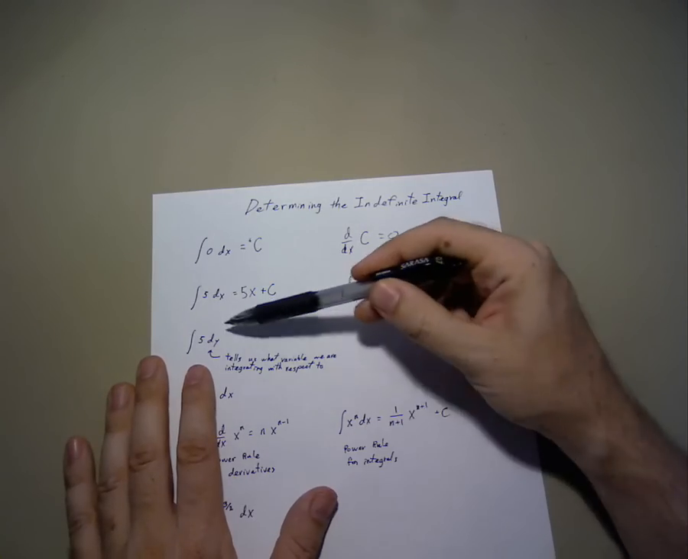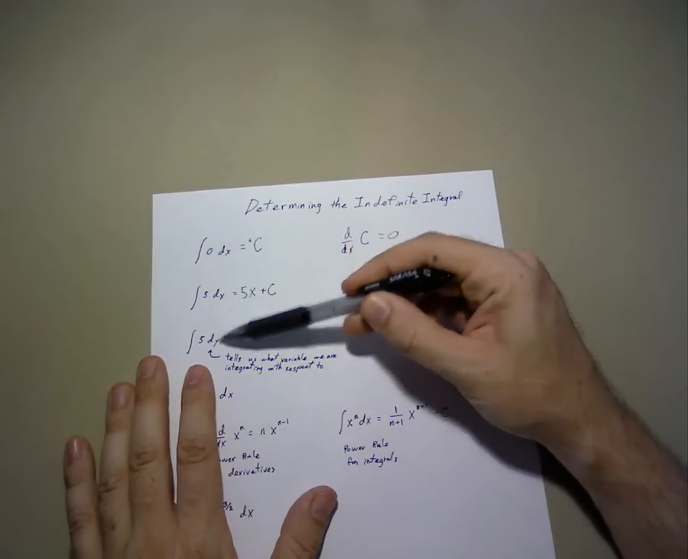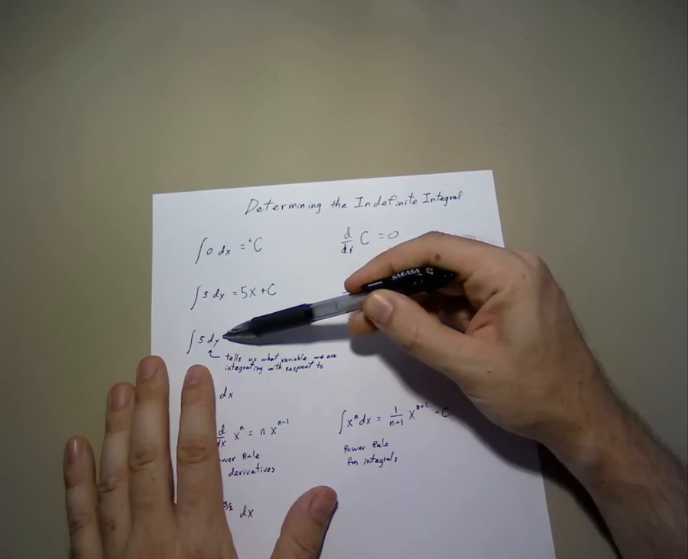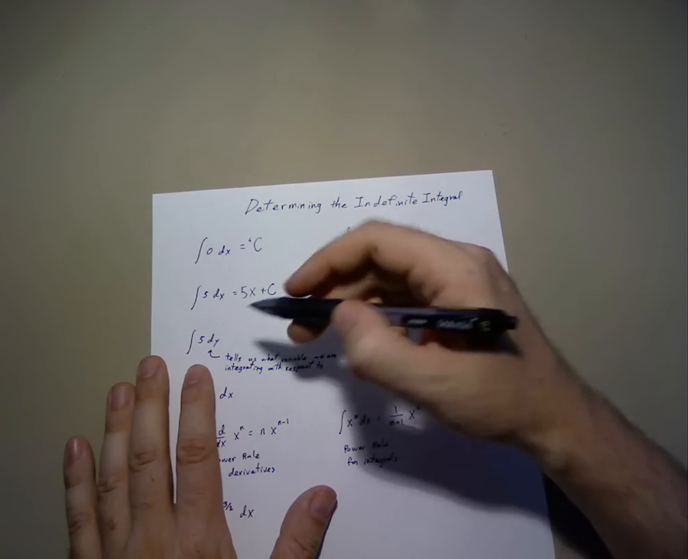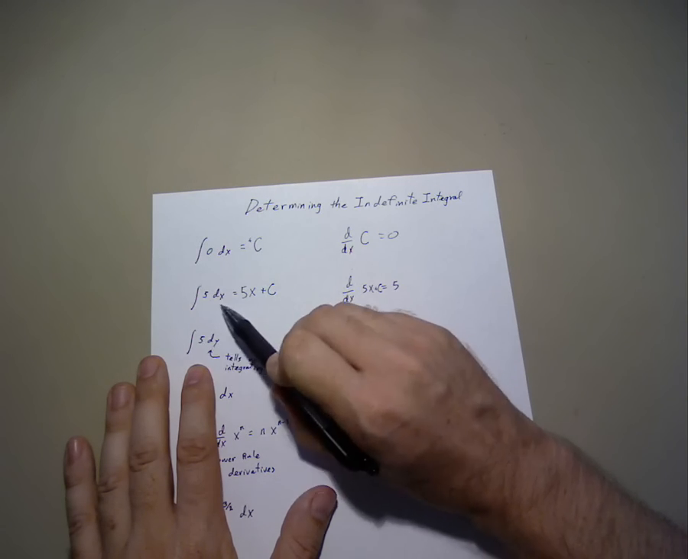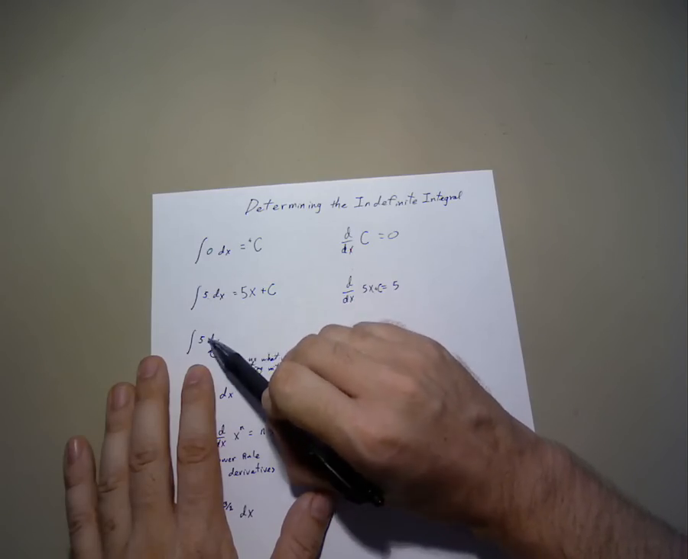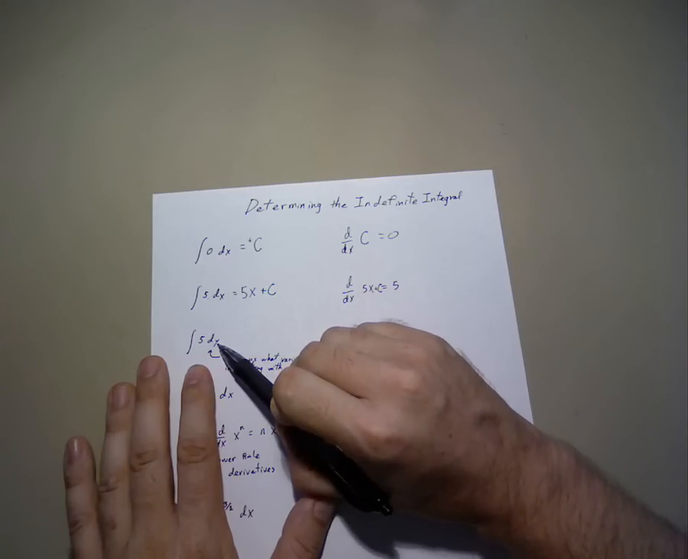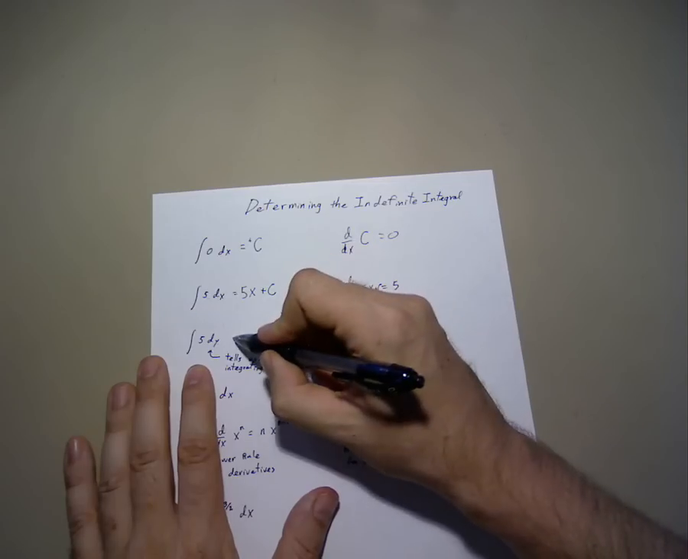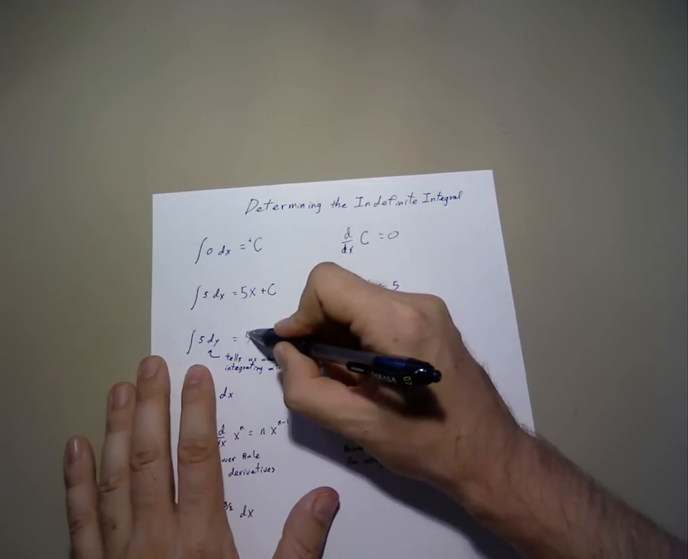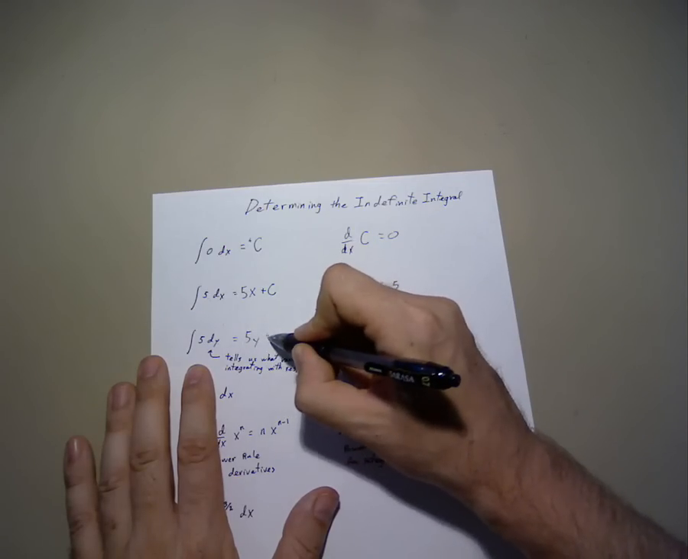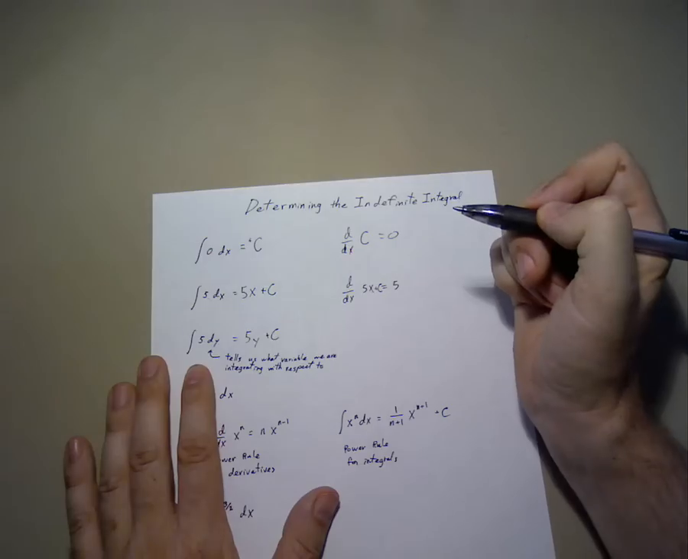Notice that the dx or the dy tell us what variable we are integrating with respect to. Hence, in this example, since here we've gotten 5x, because x is our variable of integration. Here, y is our variable of integration. So the answer to this would be 5y plus c.